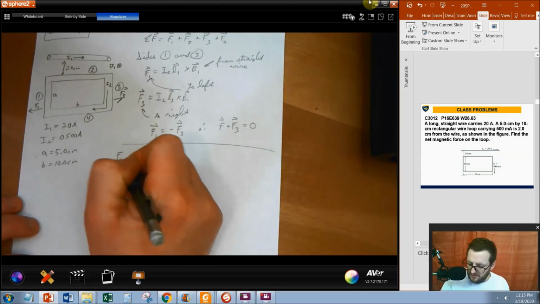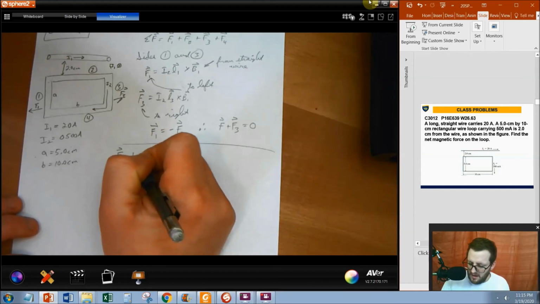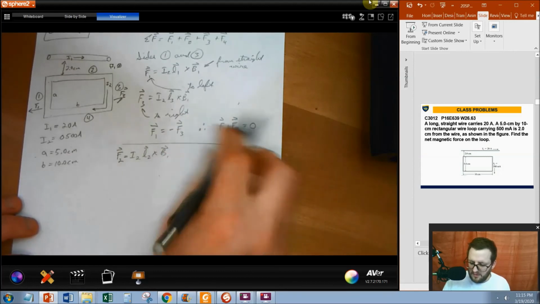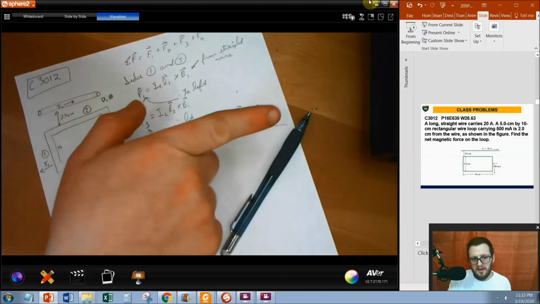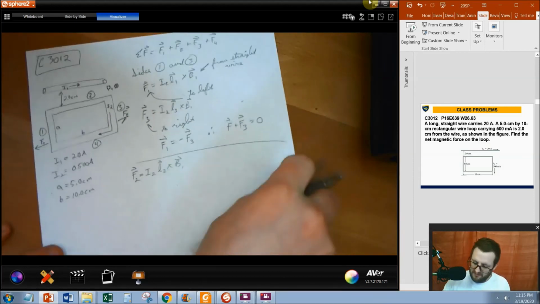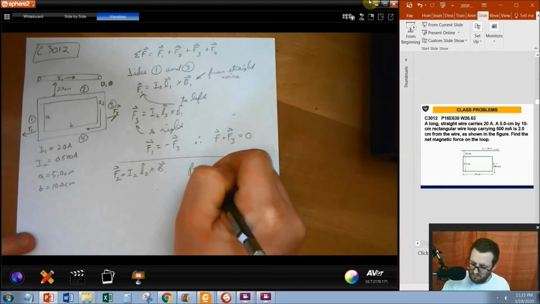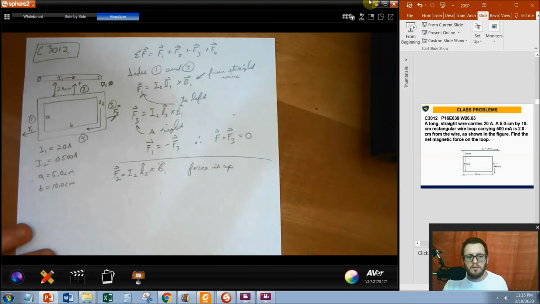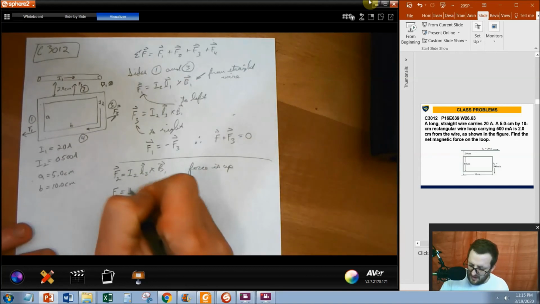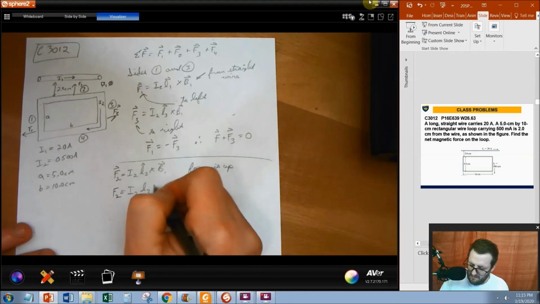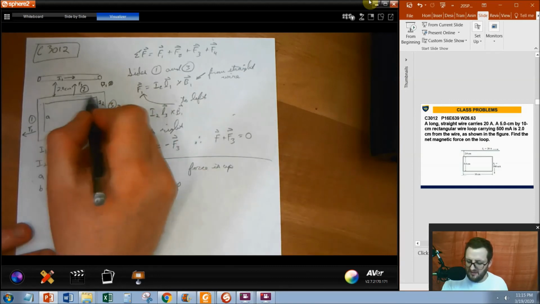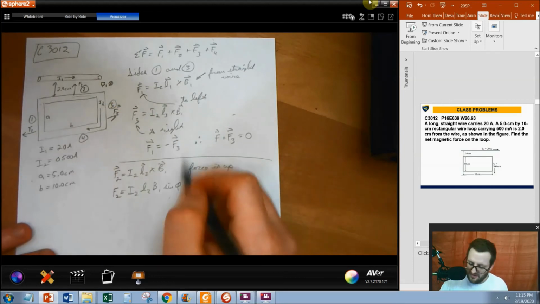So let's find what F2 is. So that's I2 L2 cross B1. And what's the direction there? Well, the current's flowing this way. The field is into the page. The force is up. Okay, that's F2. And the magnitude of F2 is I2 L2 B1 sine of phi, but they're perpendicular. I is this direction, the magnetic field is into the page, so sine phi is 1.